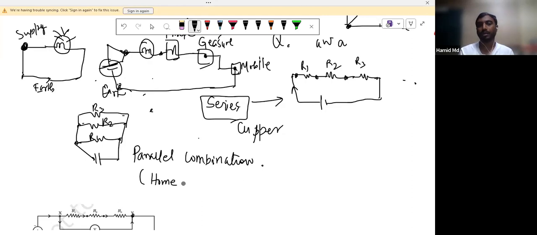This is basically used in our home electric connection as well. In our home, we use parallel combination. And what is parallel combination? It is stacked over one another. What is the benefit of parallel or series? Just write it down, then we will come back.